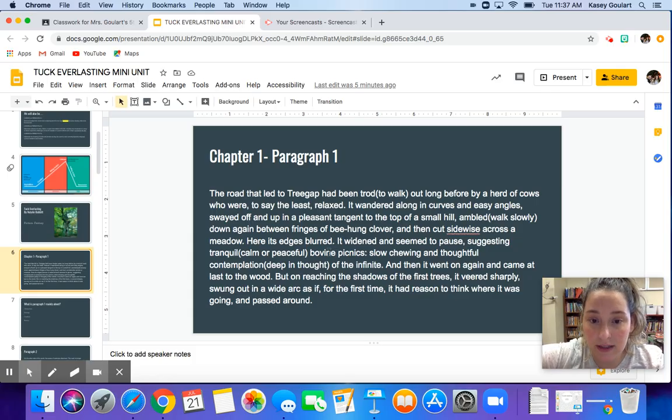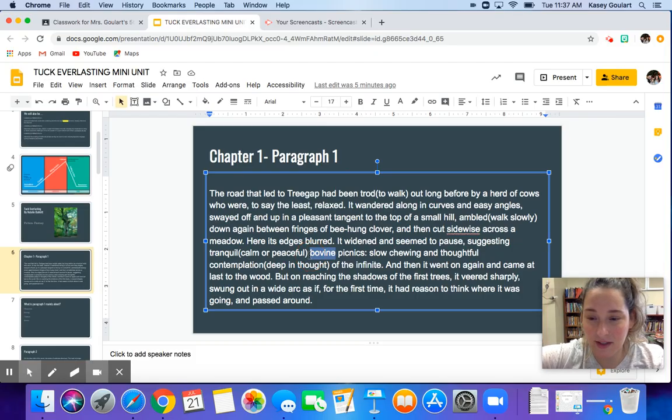This word bovine means cow. It's just a fancy word for cow. Slow chewing in thoughtful contemplation (deep thought) of the infinite. And then it went on again, and came at last to the wood. But on reaching the shadows of the first trees, it veered sharply, swung out in a wide arc as if for the first time it had reason to think where it was going, and passed around.